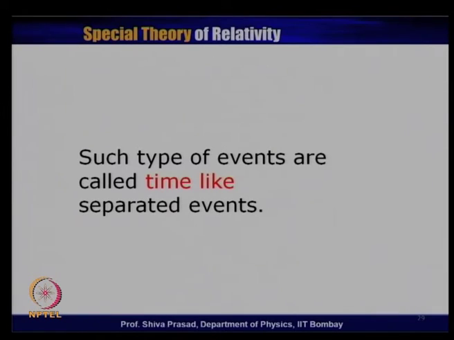Such type of events are called time-like separated events. We say that these events are separated as time-like. Time is so strong, it is a pure time interval that time cannot be reversed. The position can be reversed between the two events. I can always find a frame of reference in which the position of the events can be reversed. Delta x prime can become negative, but I will never be able to find a frame in which delta t prime changes the sign, unless of course the velocity of the frame of reference exceeds the speed of light.